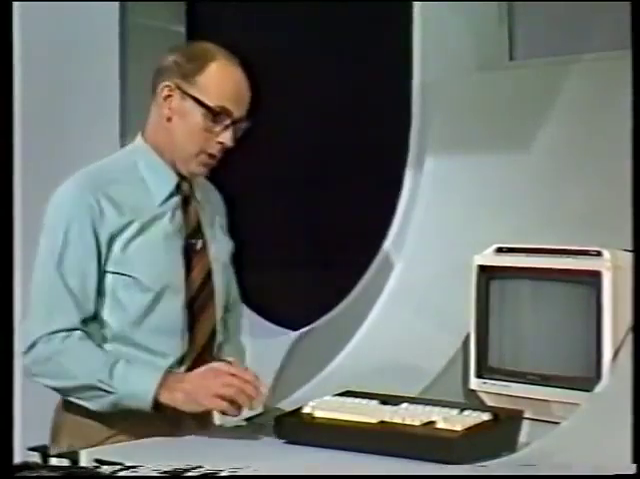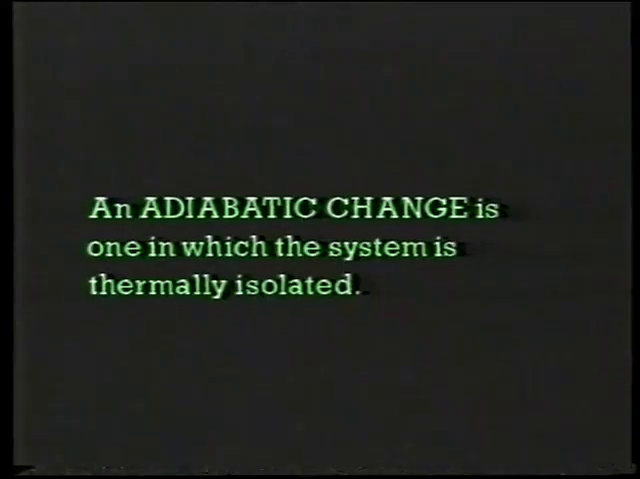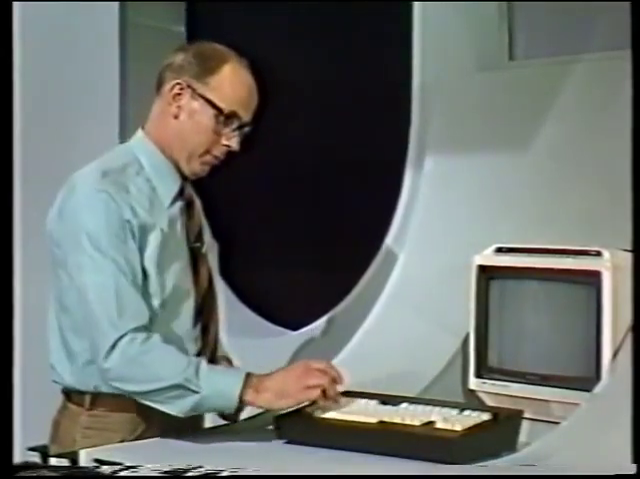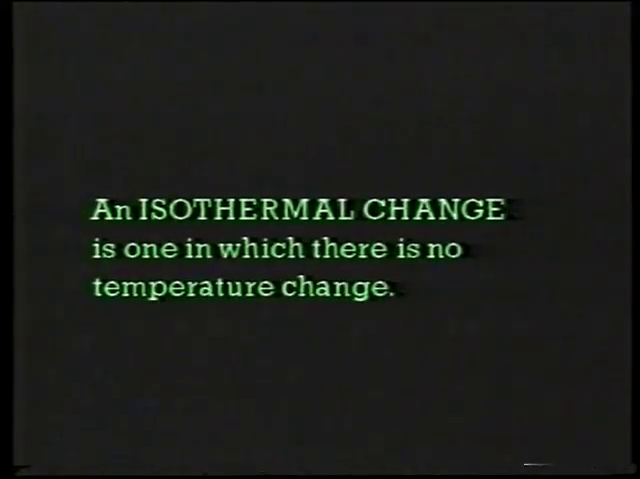An adiabatic change is one in which no energy is allowed to cross the system boundary. In adiabatic changes, the temperature of the system invariably changes. Then, an isothermal change is one which takes place at constant temperature, and there's invariably energy transfer across the system boundary during such changes.